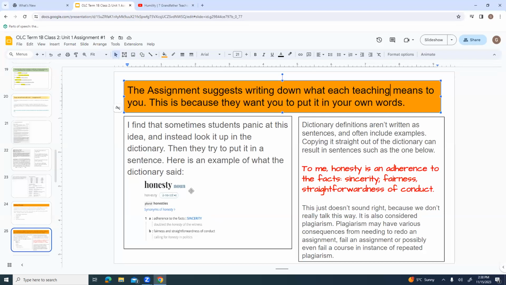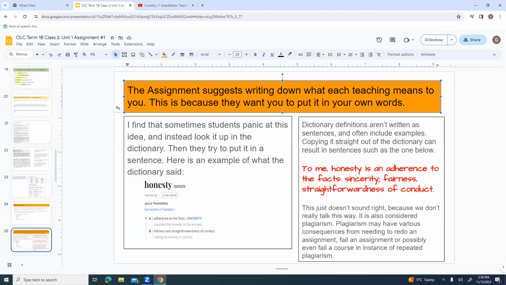So for example, sometimes I get people looking at this kind of thing and they write to me, honesty is an adherence to the facts, sincerity, fairness, straightforwardness of conduct. So they've written all the words. They've included these various punctuation marks that have meaning in the definition, but they don't make any sense in a sentence. And also, we don't really talk this way, right?